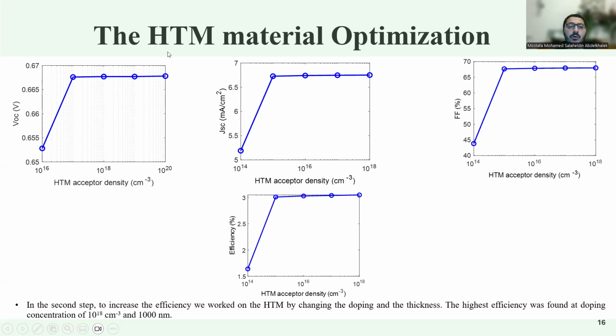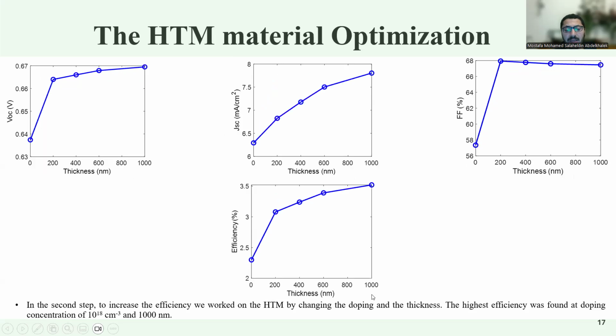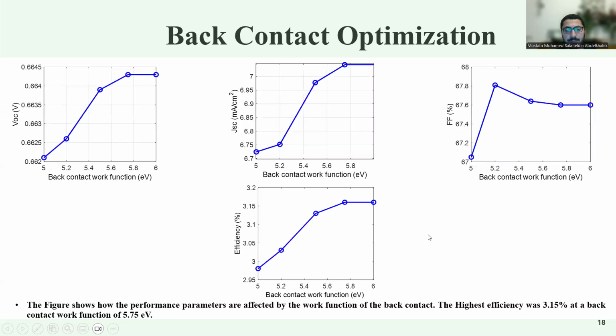After that, the hole transport material is optimized. Firstly, the acceptor concentration is investigated from 10^14 to 10^18. The highest power conversion efficiency is achieved at a concentration of 10^18 per centimeter cubed, and the thickness of the HTM is investigated up to 1000 nanometer, and the highest efficiency is achieved at this thickness.